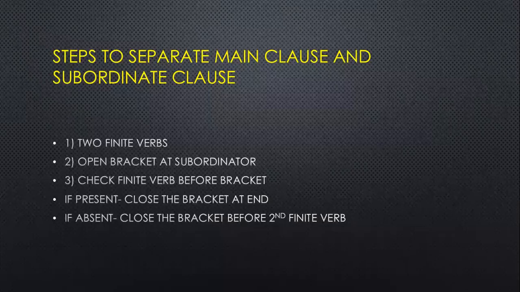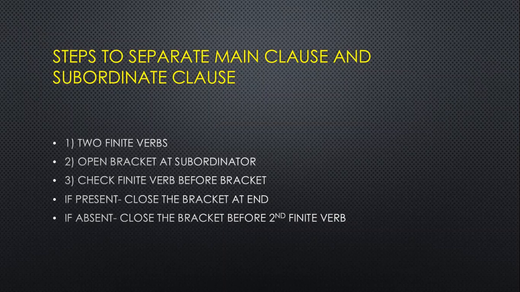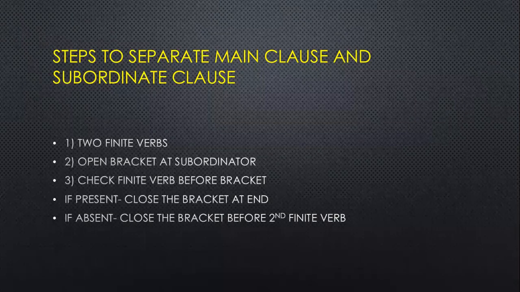In the question of clauses, how to separate a main clause and a subordinate clause if a sentence is given to you. So the first step is that you have to figure out the two finite verbs and then open the bracket at the subordinator. That means wherever the subordinating conjunction starts, you have to draw an open bracket and then close it before the second verb. If the second verb is not given, you can simply close it at the end of the sentence, right? So simply you have to open the bracket before the subordinating conjunction and close it in the end.